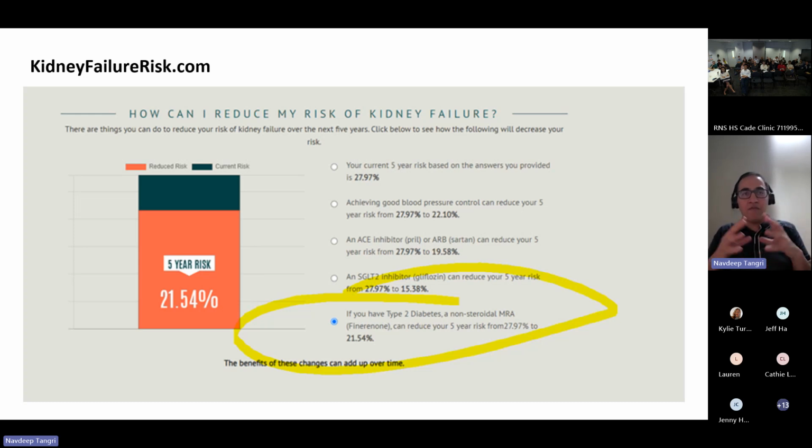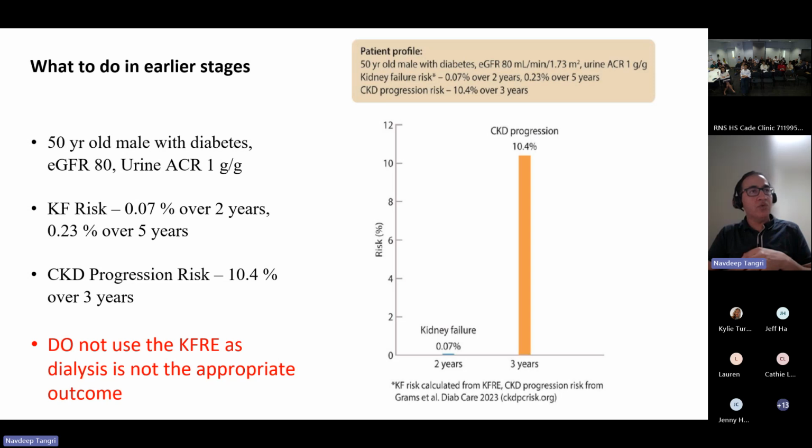Hopefully that gives you a fair bit on the work we've done and the newest things, and hopefully the timelines are helpful. So the next question becomes what to do in earlier stages. You have a 50-year-old male with diabetes with an eGFR of 80 and about a gram of albuminuria. If you use KFRE, this person's 2-year risk is 0.07% and 5-year risk is 0.2%. But in fact, they're high risk. Their CKD progression risk is actually 10% over the next 3 years.